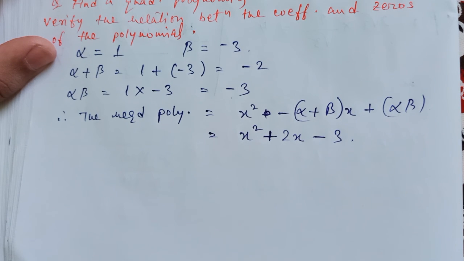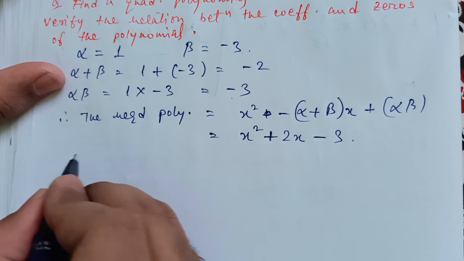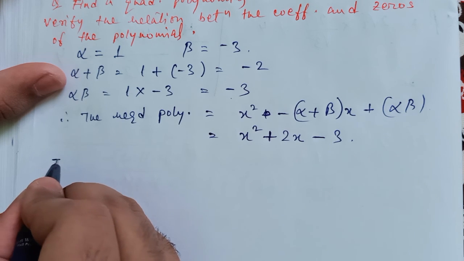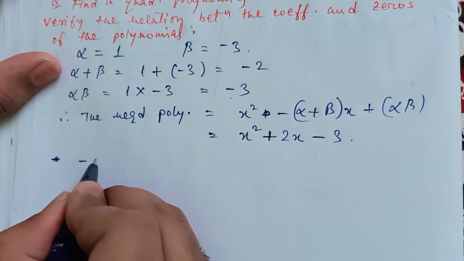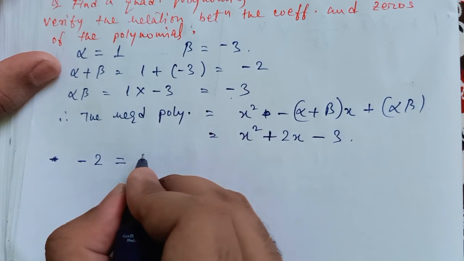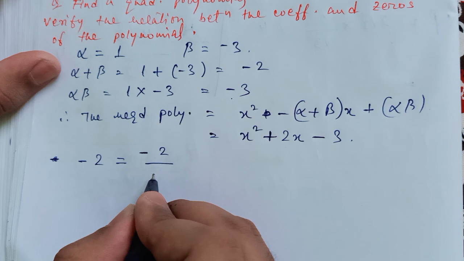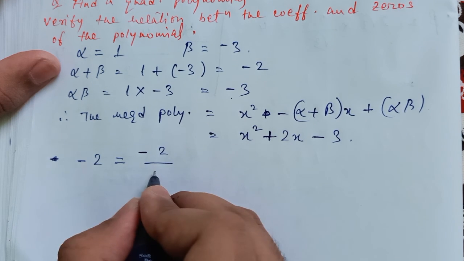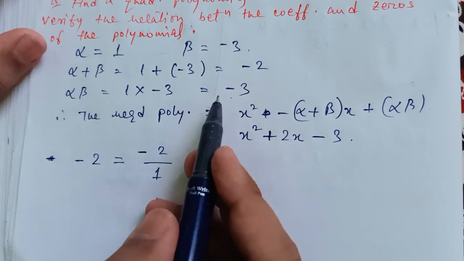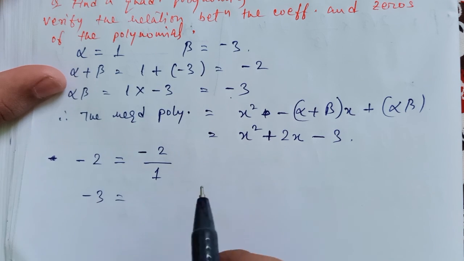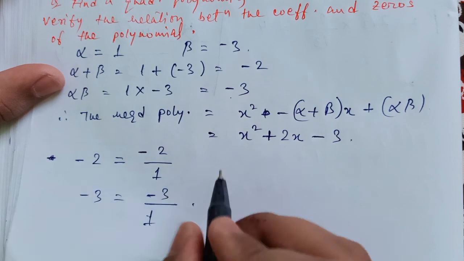Now you have to verify the relation between the coefficient and zeros. Sum of zeros is minus 2, so I am directly writing this. It should be equal to the negative of coefficient of x, which is 2, upon the coefficient of x squared, that is 1. So it is becoming true, so it is verified. And also the product of zeros, that is minus 3, should be equal to the constant term, that is minus 3, upon the coefficient of x square, that is 1. So this is also verified.